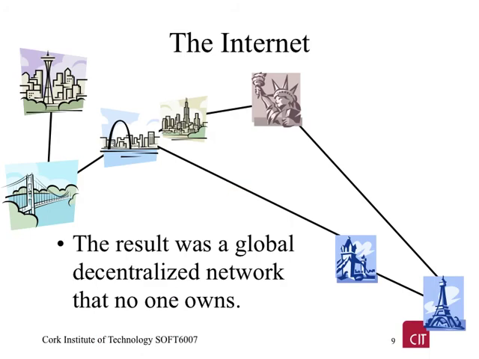And so this gave us a decentralized global network that no one actually owns. So no one's in charge of the internet really. No one owns it. And the fact that it's decentralized is kind of hardwired into it, which makes it so difficult to shut parts of it down.